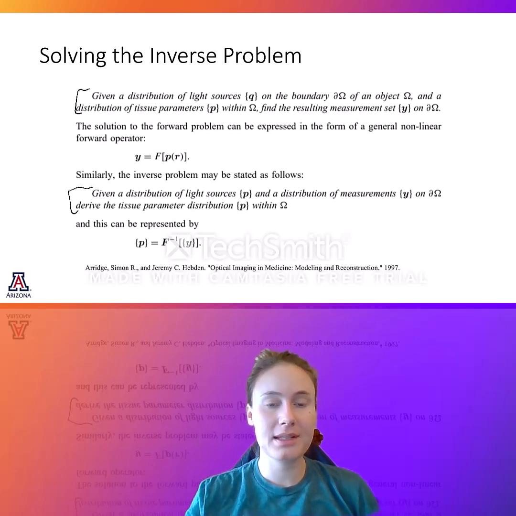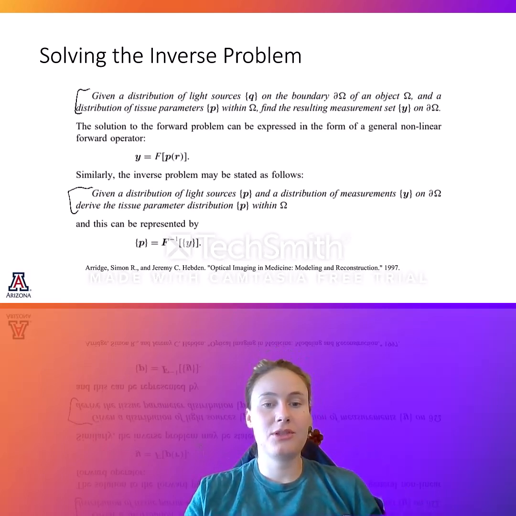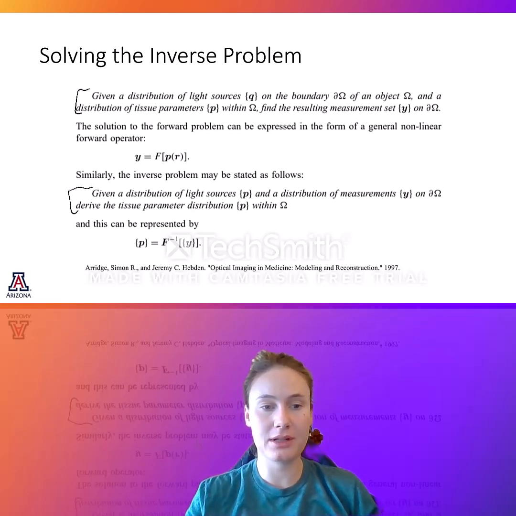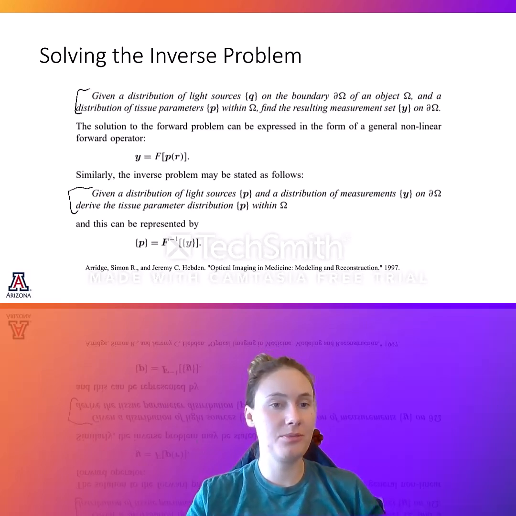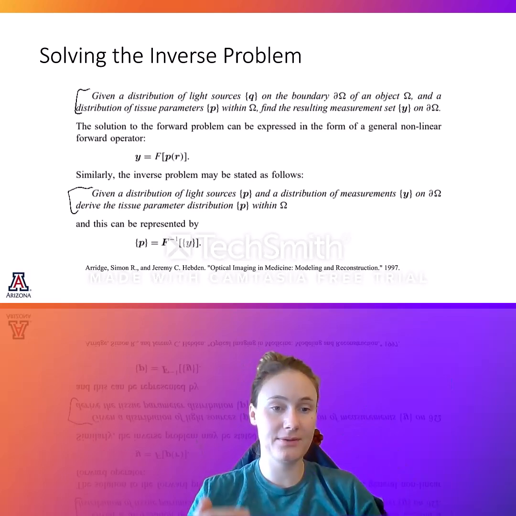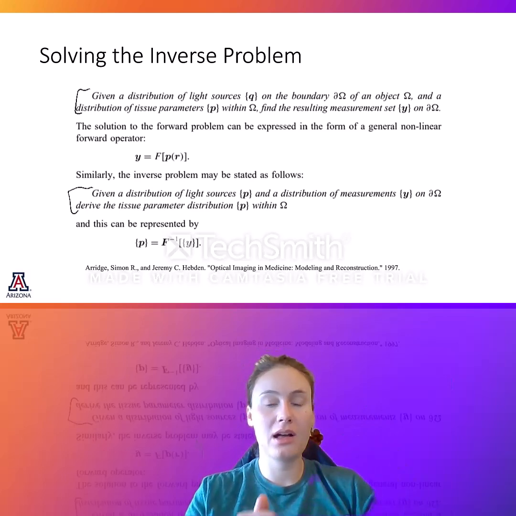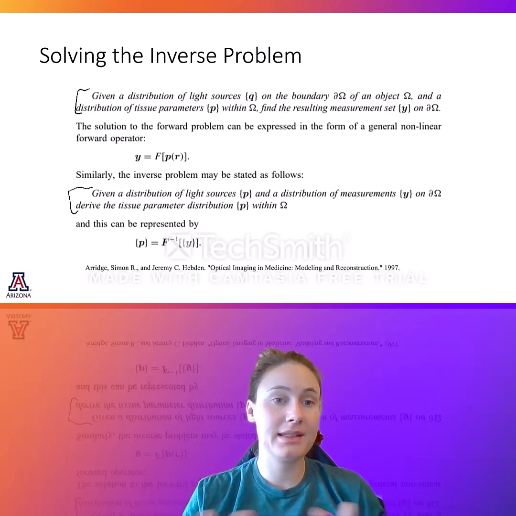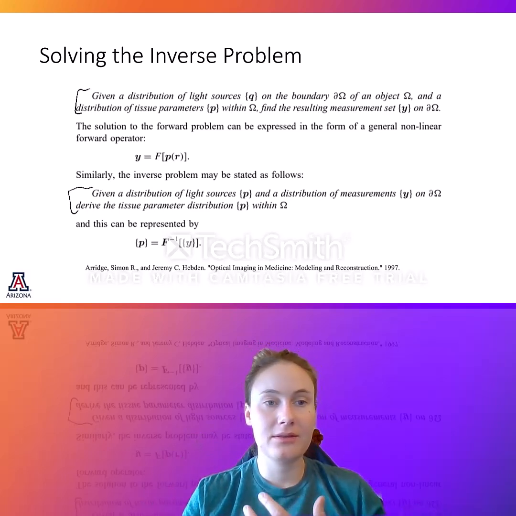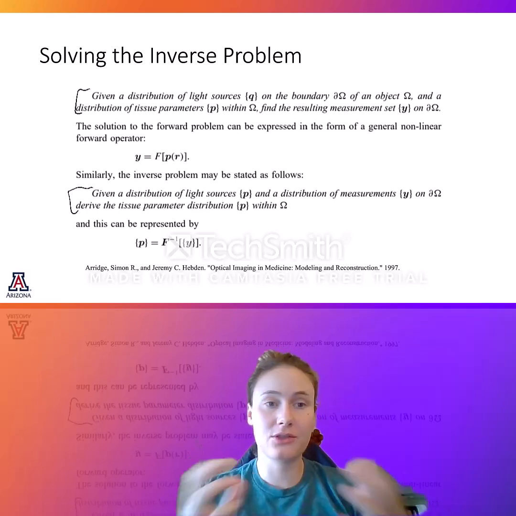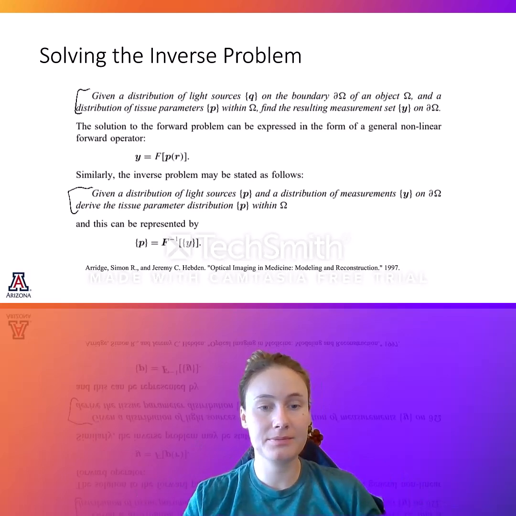So same parameters, but now you're given a distribution of light sources p and a distribution of measurements y on some boundary. Derive the tissue parameter. So we look at the tissue parameter based on the inverse Fourier transform of the distribution of measurements. And this allows us to get past the problem of having extreme amounts of scatter in a material.